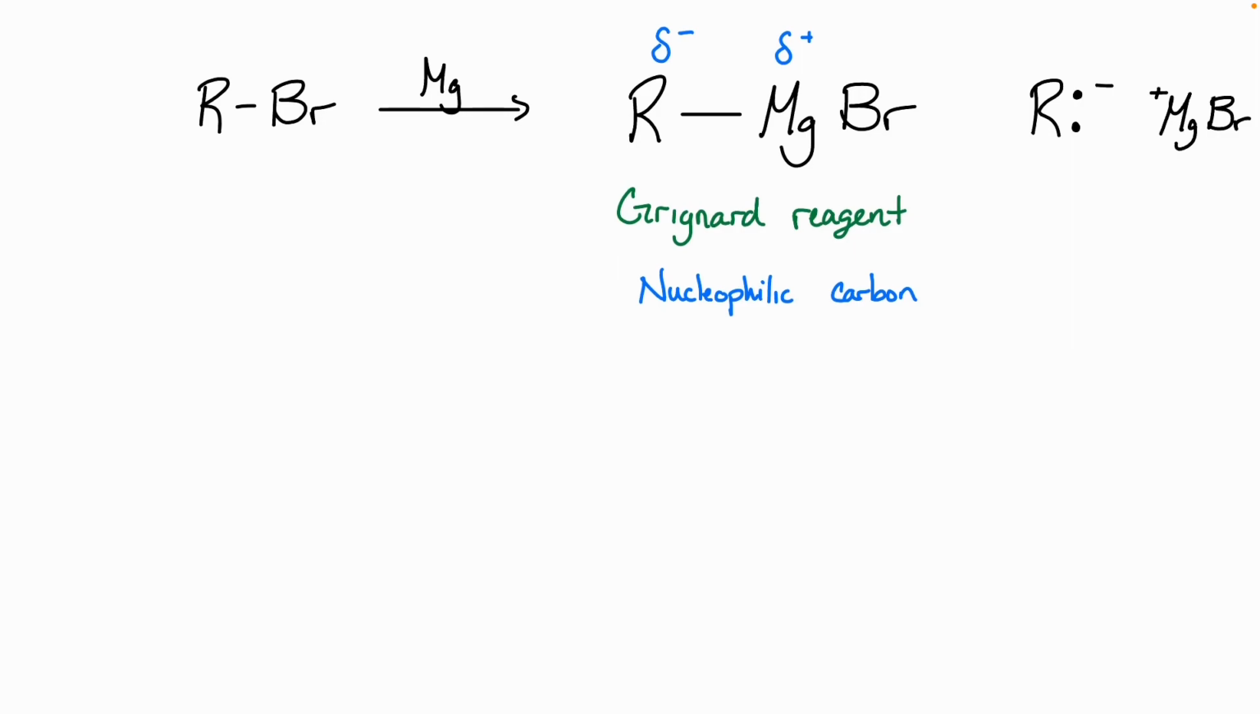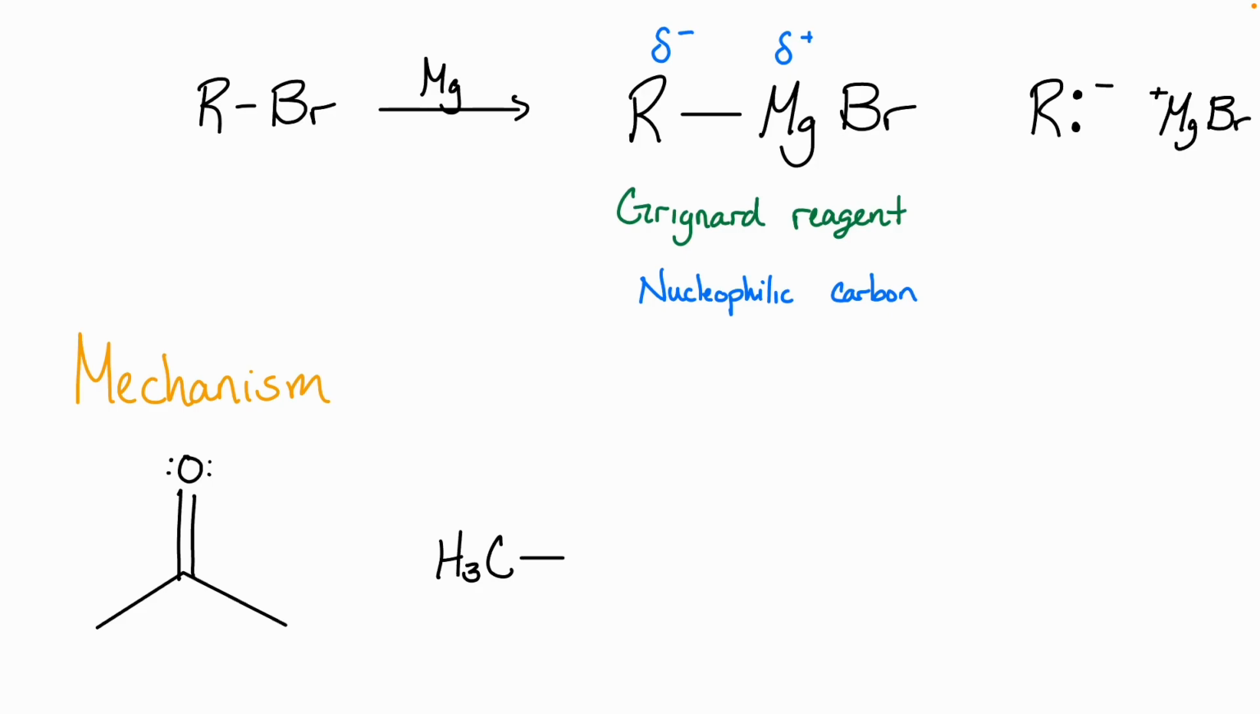Okay, so we're going to look at a mechanism here. We're going to take acetone again, and we'll do a methyl Grignard here. Okay, so we said that a Grignard has this nucleophilic carbon. What do we think is going to be the electrophile in this reaction? The electrophilic carbonyl carbon, absolutely. So these are also going to involve aldehydes and ketones.